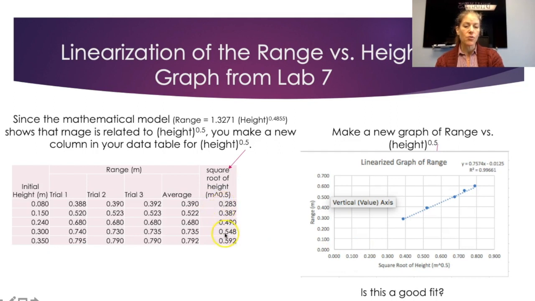Then you plot the square root of height versus your range, and look what happens. You get this great straight line with a really good r squared. That's a good fit. That shows that range is directly related to the square root of height.